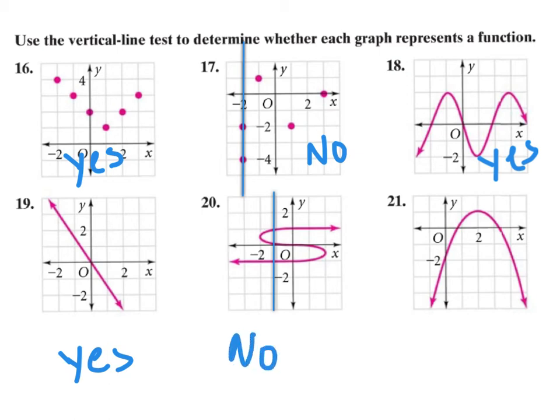Finally, for our last example, if I were to move my vertical line across, it only passes it once at each point. So I could say that, yes, it is a function.